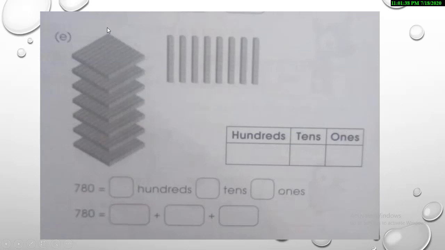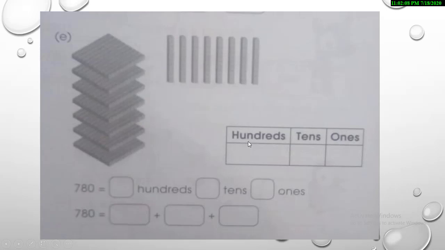My first question is: what does this square of blocks represent? Does it represent hundreds, tens or ones? Oh yeah, I know that you all know. It represents hundreds. These straight bars represent tens, and there are no ones in this picture. So how are you going to fill the boxes for hundreds, tens and ones?